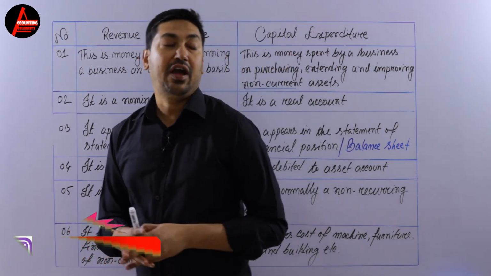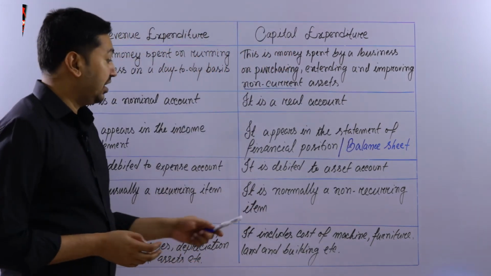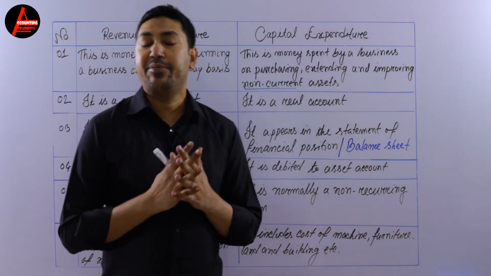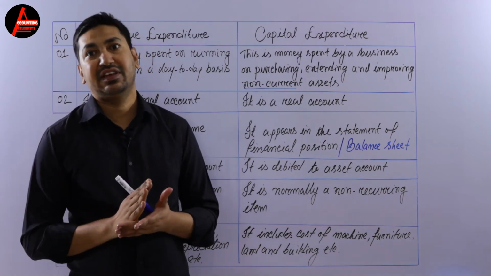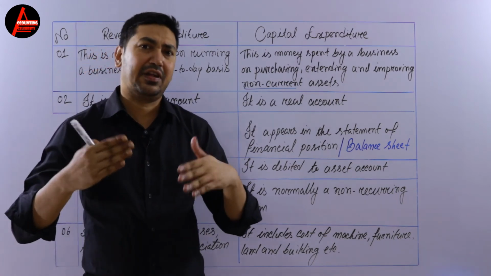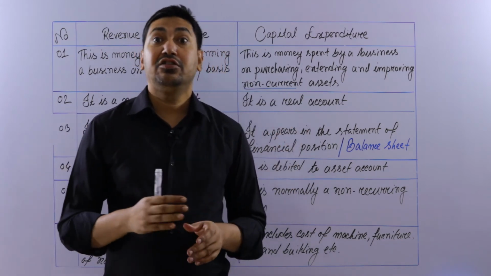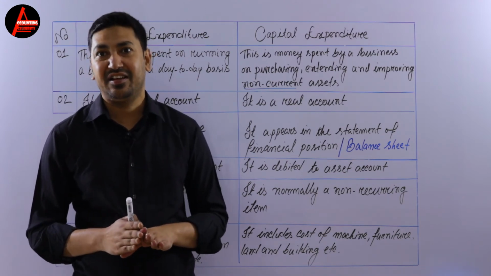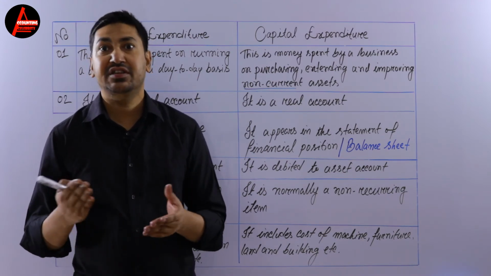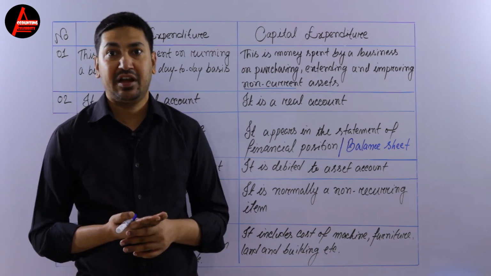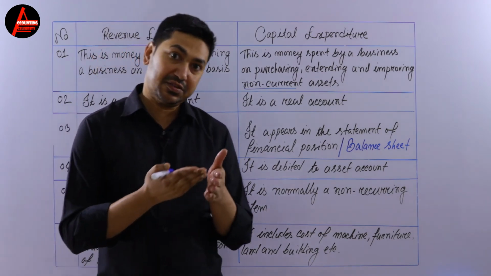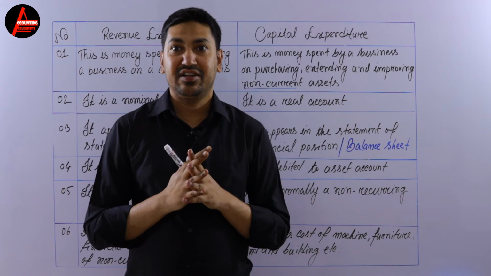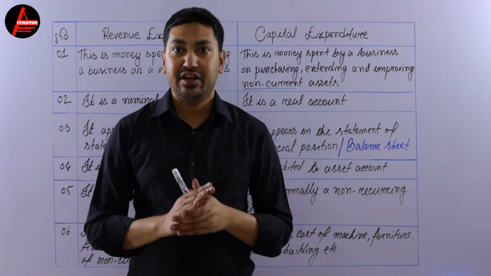And what about capital expenditure? It is normally a non-recurring item. So capital expenditure is purchased maybe once after every 2-3 years. The same asset, you do not buy again and again, like a machine. A business does not buy a machine every day, every month, every week. Once it is purchased, it goes for the long term, it lasts a long time. So it is actually a non-recurring item.